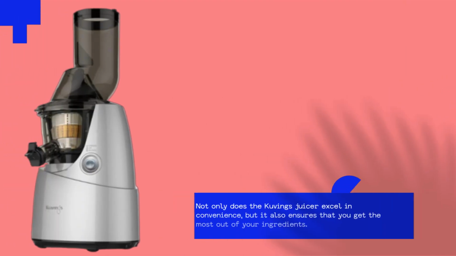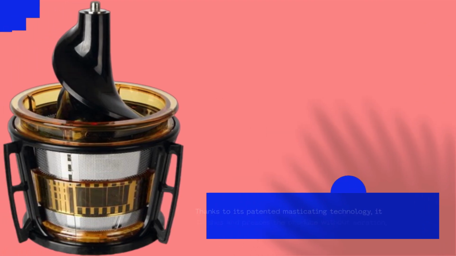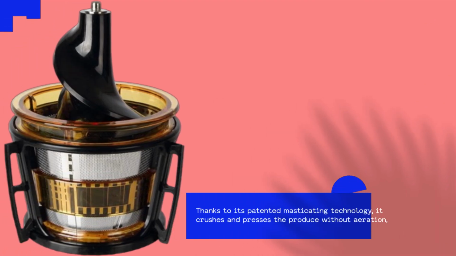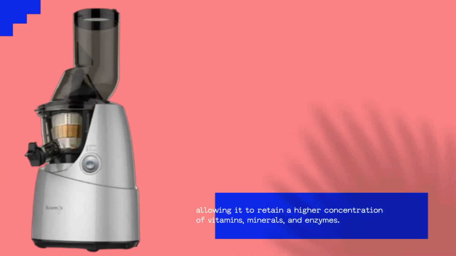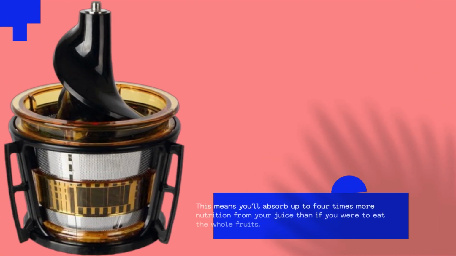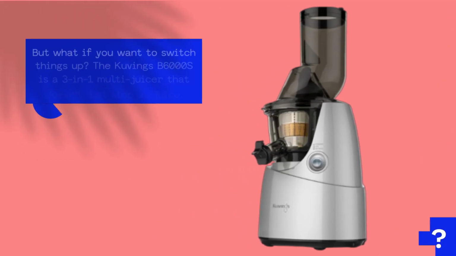Not only does the Kuvings juicer excel in convenience, but it also ensures that you get the most out of your ingredients. Thanks to its patented masticating technology, it crushes and presses the produce without aeration, allowing it to retain a higher concentration of vitamins, minerals, and enzymes. This means you'll absorb up to 4 times more nutrition from your juice than if you were to eat the whole fruits.